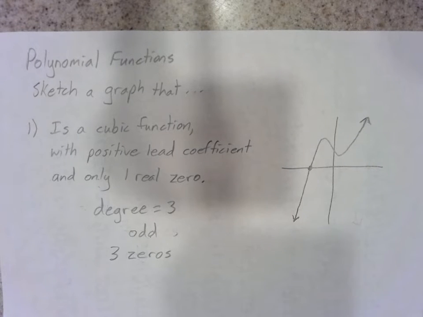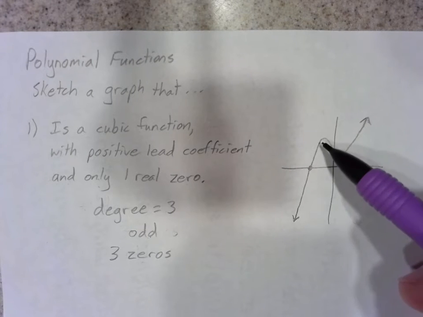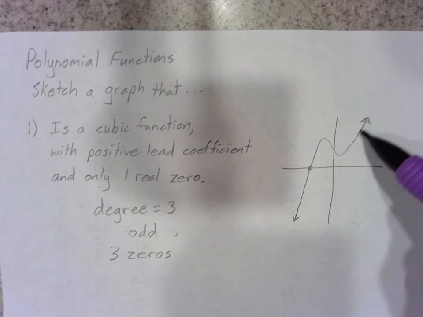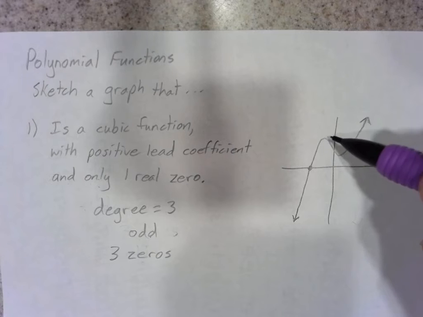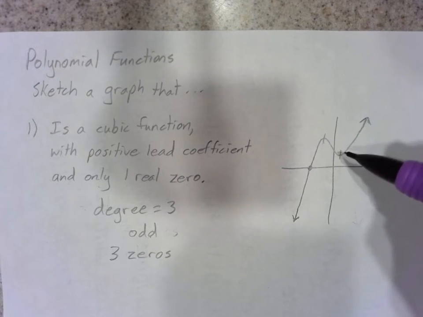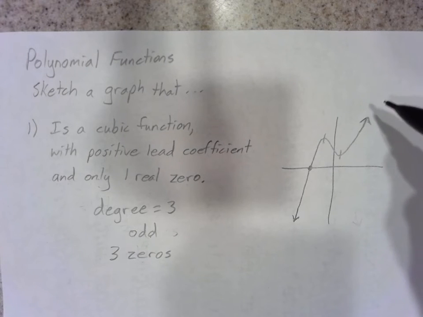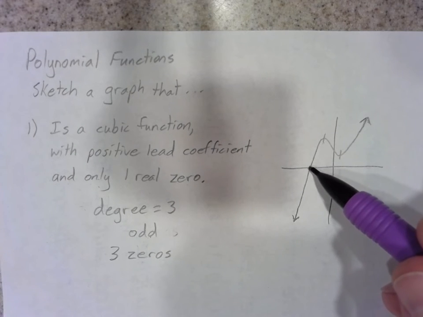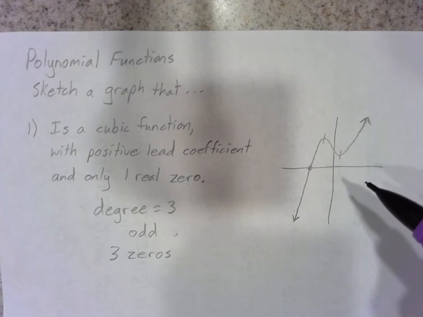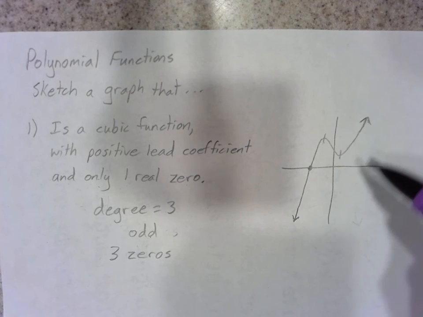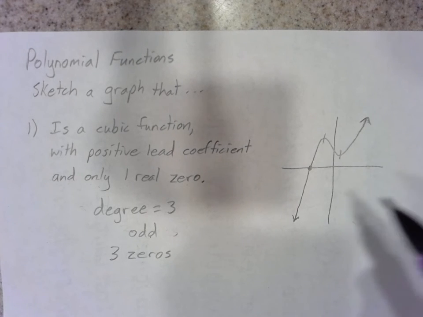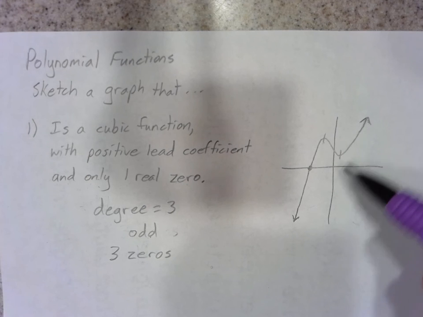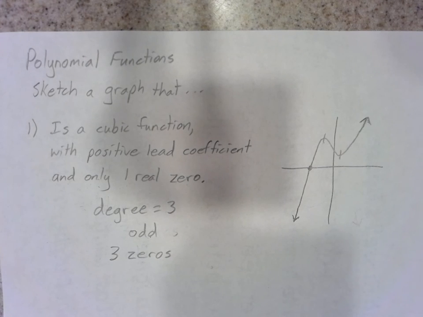And so this is a cubic function. There are 3 sections to the graph. Think of separating it here, one going up, one going down, another one going up. Positive lead coefficient, it finishes up. One real zero only touches the x-axis in one point. So that's my graph. There's a couple variations that it could be, but this is one example of this cubic function.